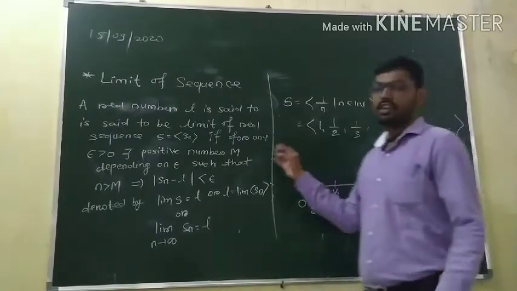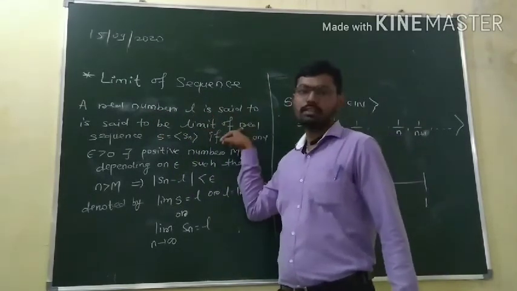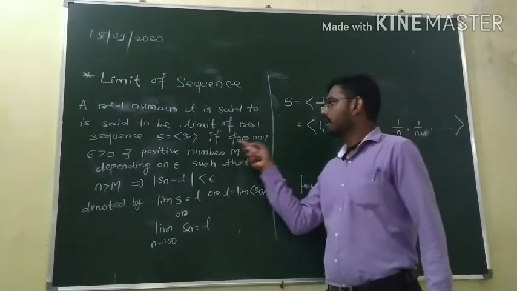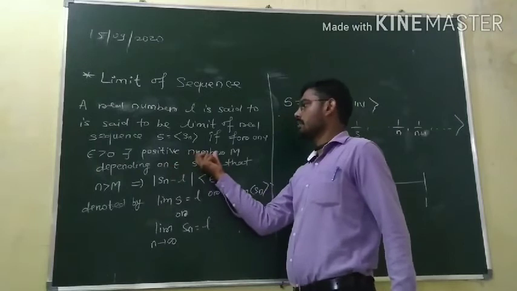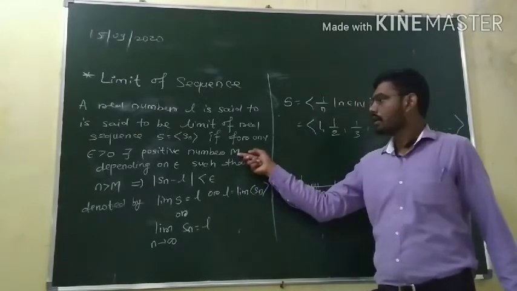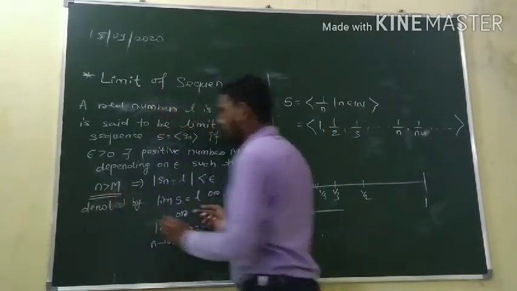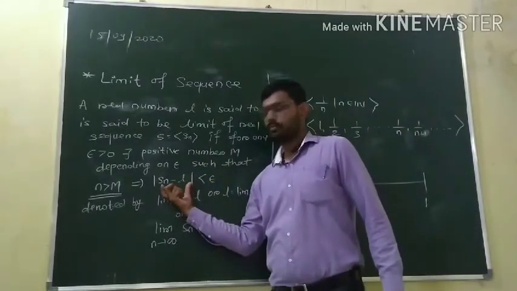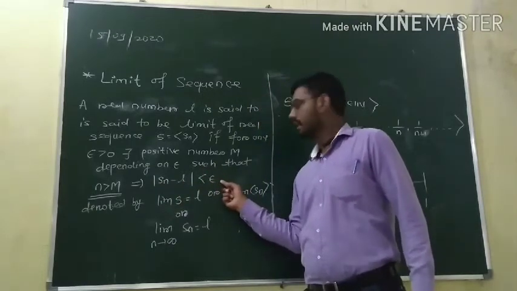So the definition: a real number L is said to be the limit of the real sequence Sn. Here the value of L is 0. Why? If for any small epsilon greater than 0, where epsilon is some positive number, we get a value of m depending on this epsilon, such that whenever n is greater than this m, the difference between the terms of the sequence Sn and the limit is very much less than epsilon.